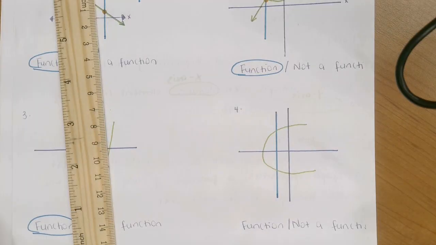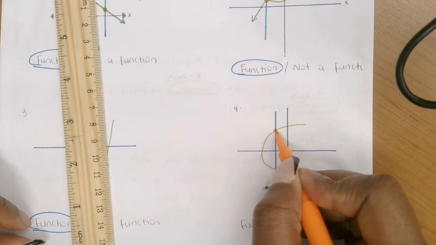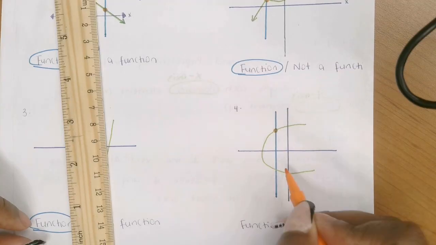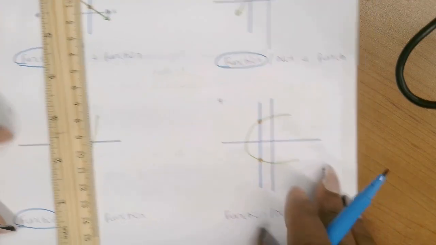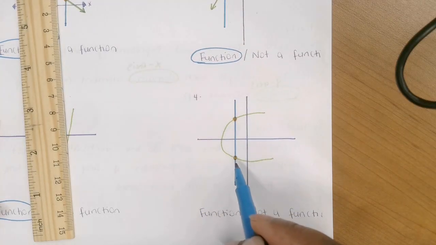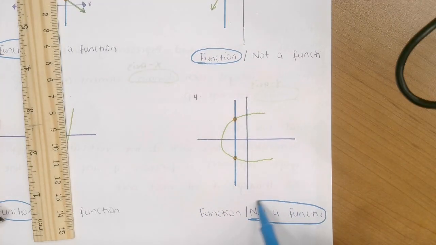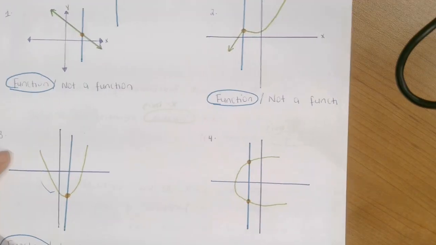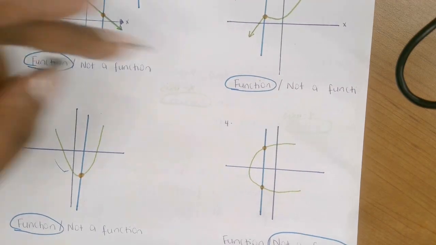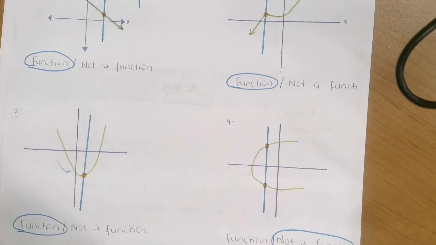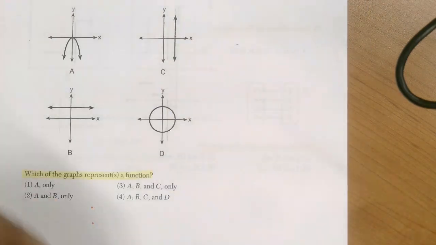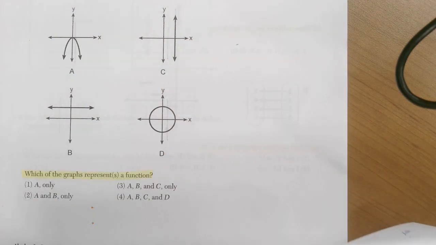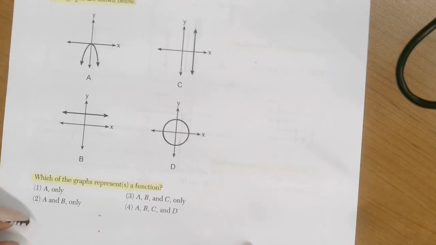Drew my line on the left. My line intersected through here, and it also intersected through here, which simply means if it passes through 2 or more points, it is not a function. So in this guided practice, we had 1, 2, 3 functions and 1 being not a function. And this is how you would identify a function using the vertical line test on a graph.